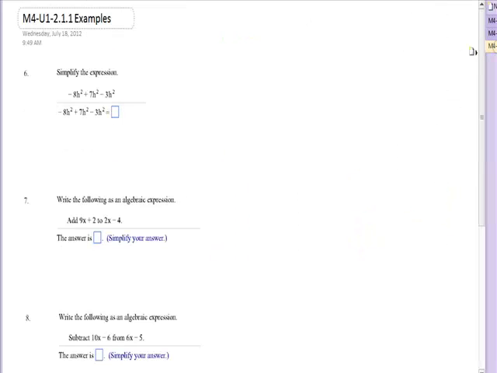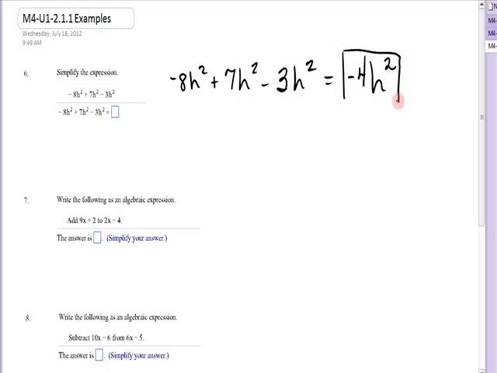Okay, let's see how many more we have. We have a few more. Simplify this expression. I have negative 8h squared plus 7h squared minus 3h squared. They are all h squared terms, so that's the variable that will be in my answer. I have a negative 8 and a positive 7 gives me negative 1. Negative 1 and negative 3 gives me negative 4h squared.